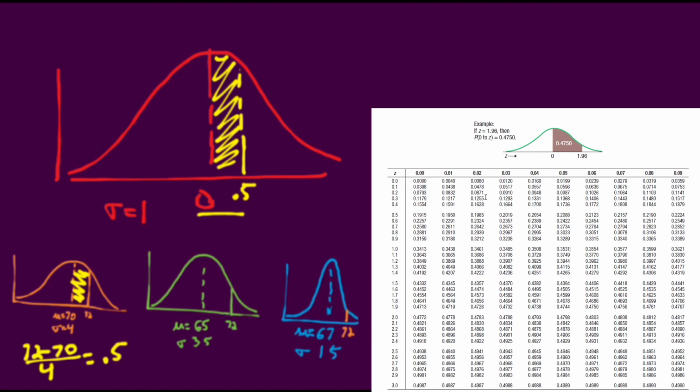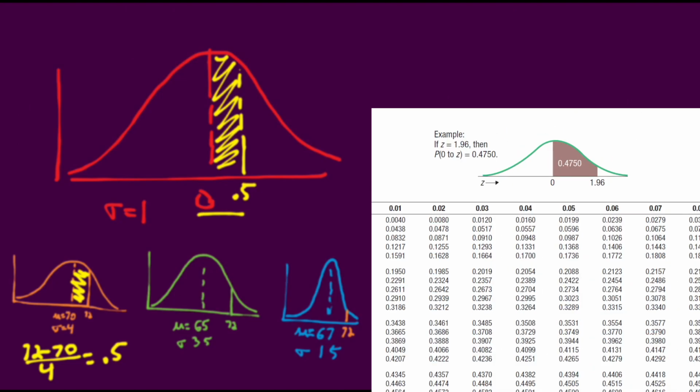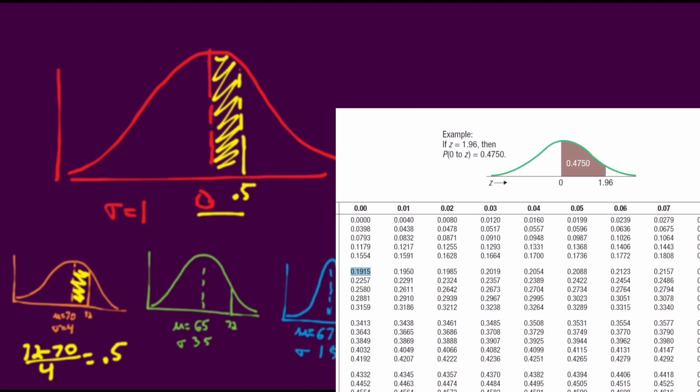Now, for us, we wanted 0.5, right? It was just 0.50. So we go down, we find 0.5, we go over to 00, which is right here. And so this tells us 19.15%, or 0.1915. That might be hard to see. I can zoom in because we're right on the edge. So 0.1915.